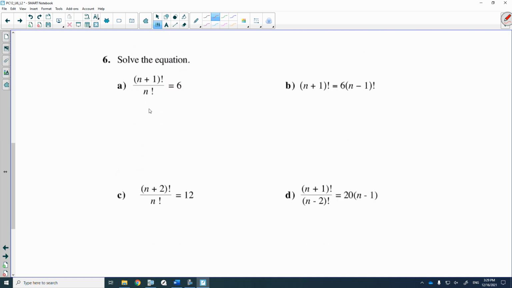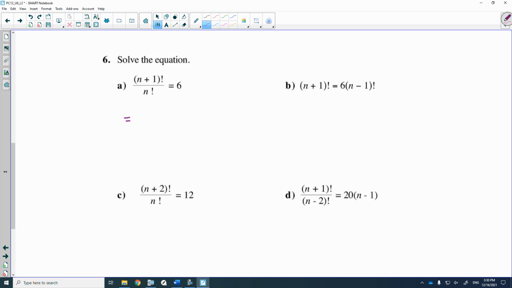Let's look at 6a, solve the equation. So we're just going to look at the left-hand side to begin with. Again, I need to unzip one of them. And this would give me, if I have n is equal to 10, that would give me 11. This would give me 10. I'm going to unzip the numerator. I'm going to unzip until I get to an n factorial.